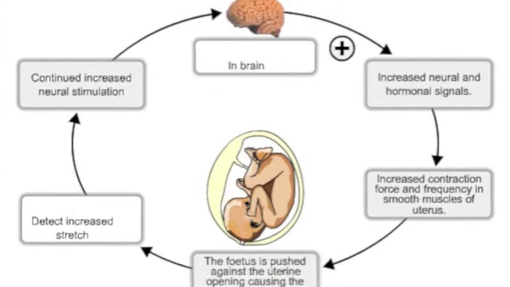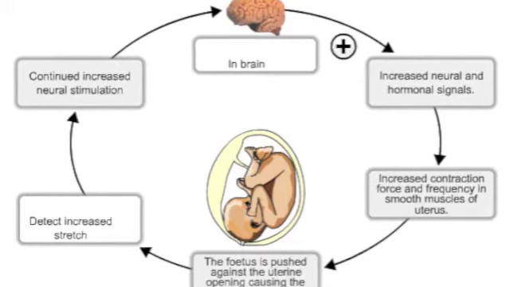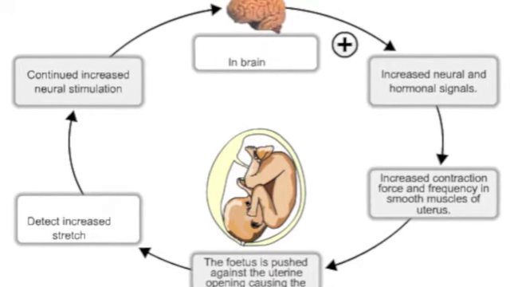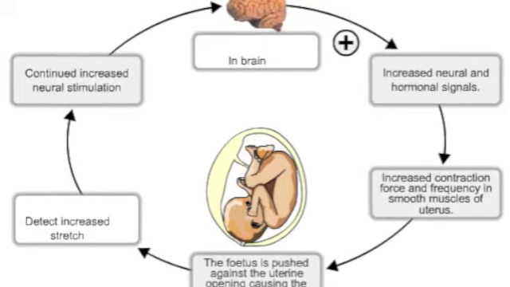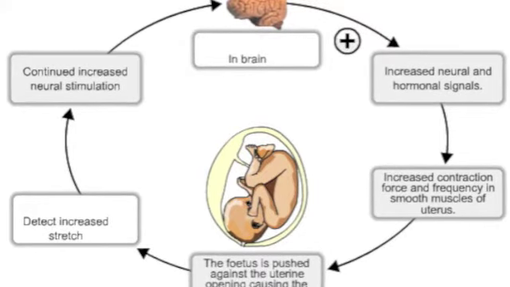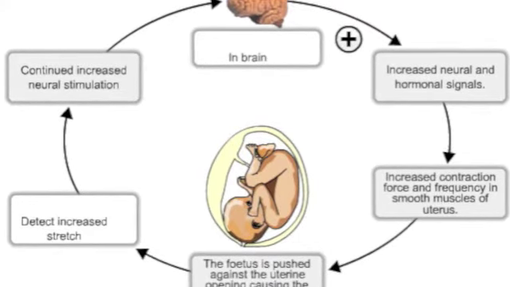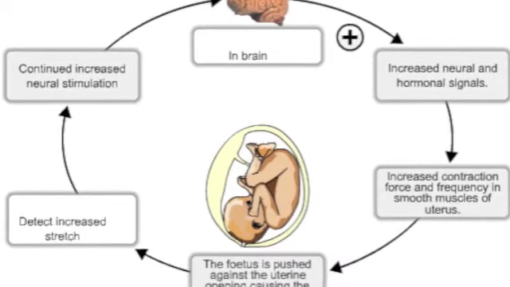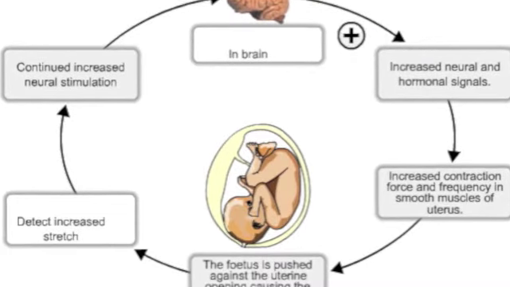One of the best examples of positive feedback is during childbirth. The pressure of the baby's head causes stretching of the uterus, which stimulates uterine contractions. This causes further stretching, heightening the contractions, and so the cycle continues until the fetus is expelled from the uterus.